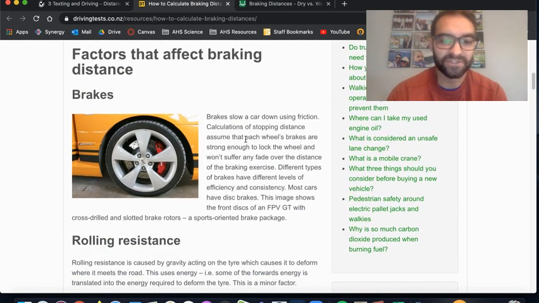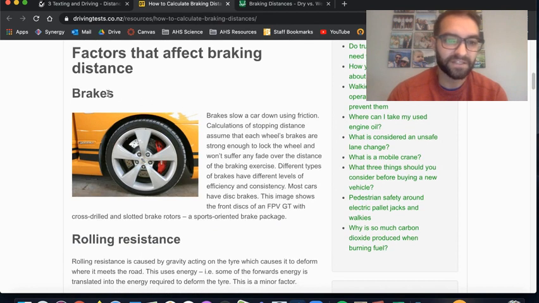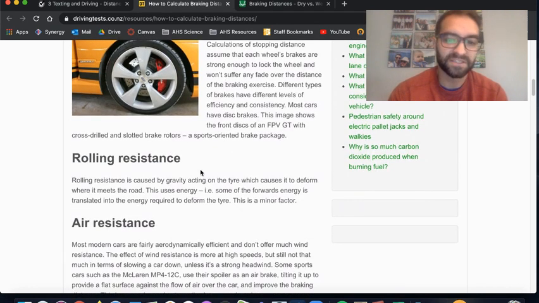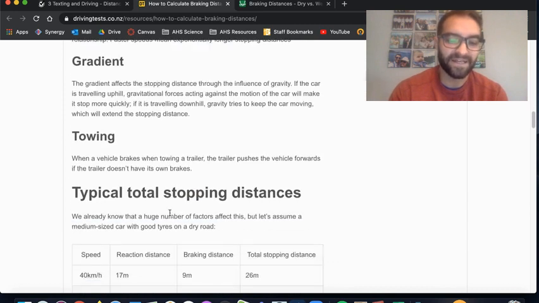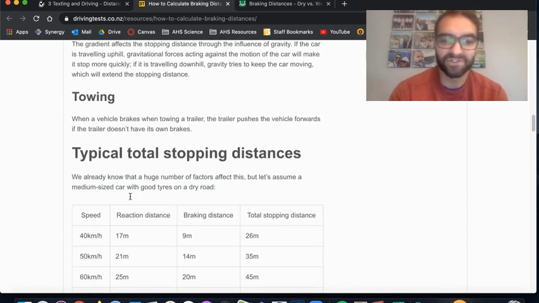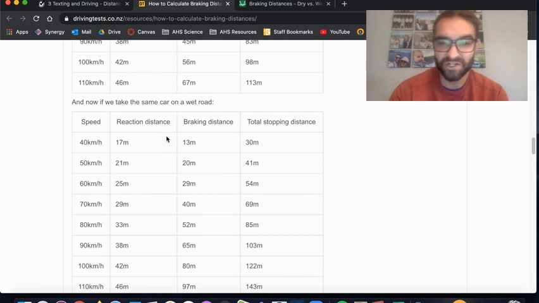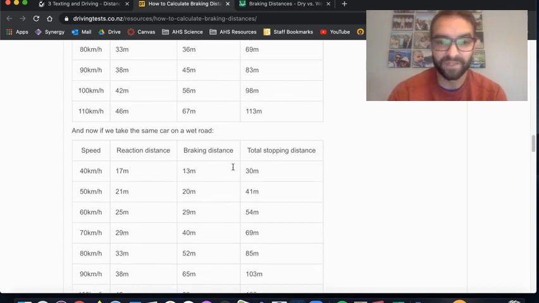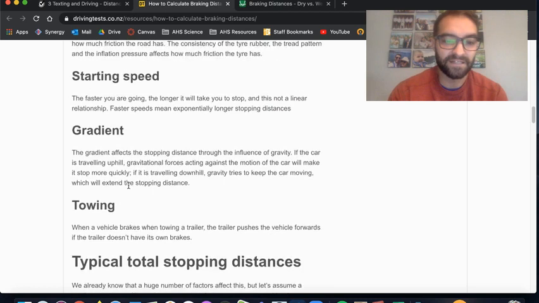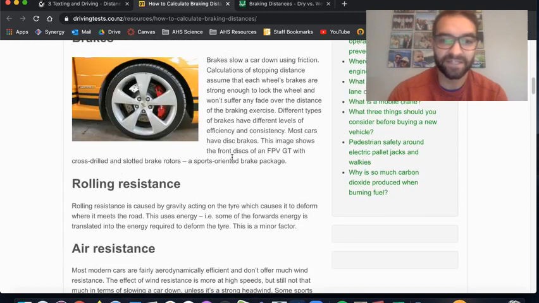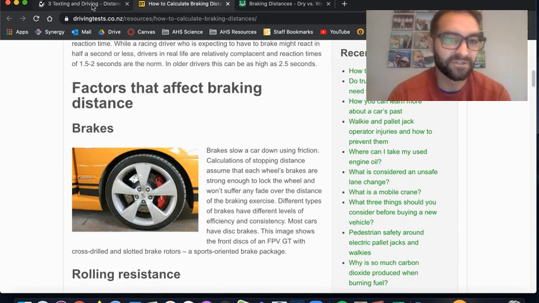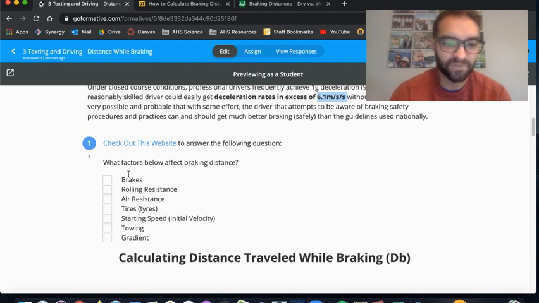If you go through this quickly, you're going to see brakes, rolling resistance, and it gives you a little example of what this means. Air resistance, tires, starting speed, gradient, towing, and then it continues to go on with what some typical stopping distances might be on dry and wet roads. We're actually going to see this same data a little bit later in the activity. But again, the factors are listed here and explained for you if you want to read those. Then you select which ones you just saw.